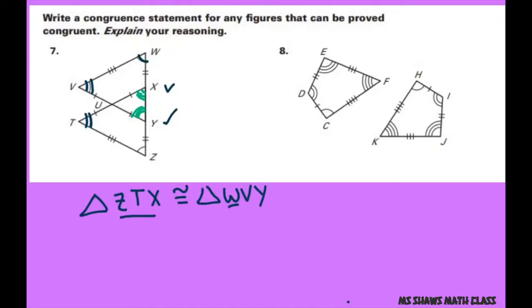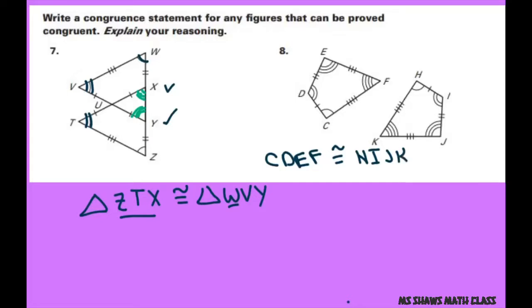Alright, and then for number 8, it's the same thing. Everything's accounted for and measured, so the corresponding sides and angles are congruent. Therefore, we can say that, I'll put it here, this is not a triangle, so we're just going to say this polygon. So we can say CDEF is congruent to HIJK.